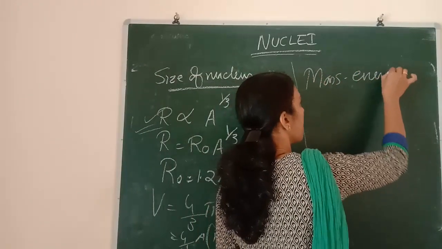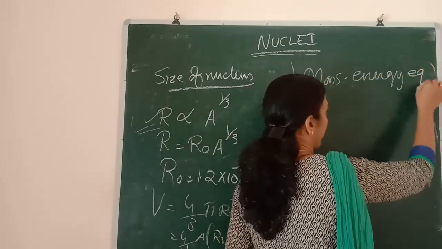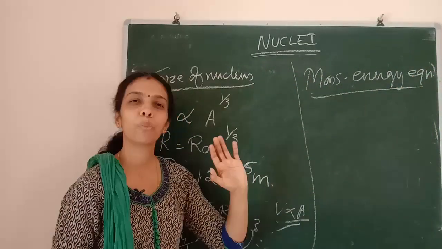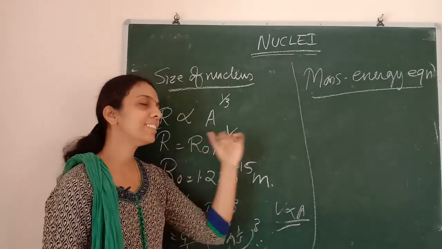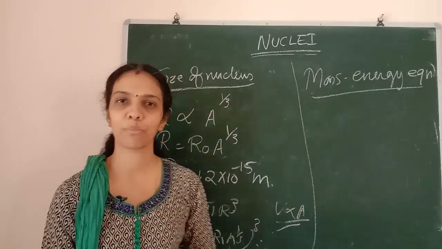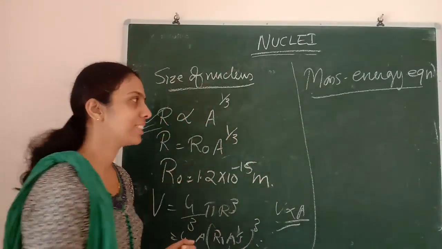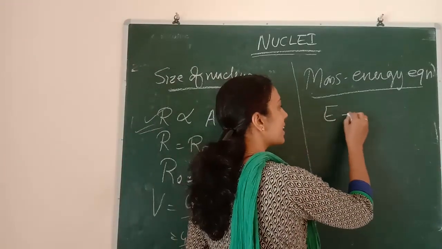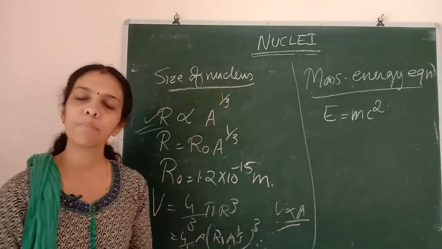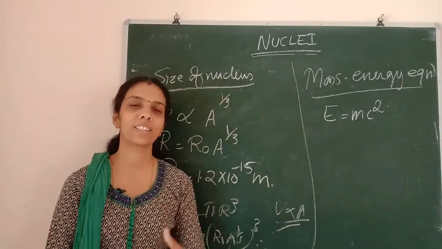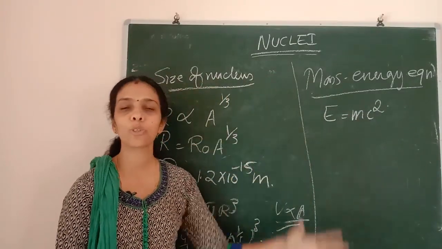So next is the mass energy equation. Most of the children will know this equation. If Einstein's picture is there, next to it this equation will also be there. What is that mass energy equation? Yes, E equals mc square, isn't it? This equation most of you will know.